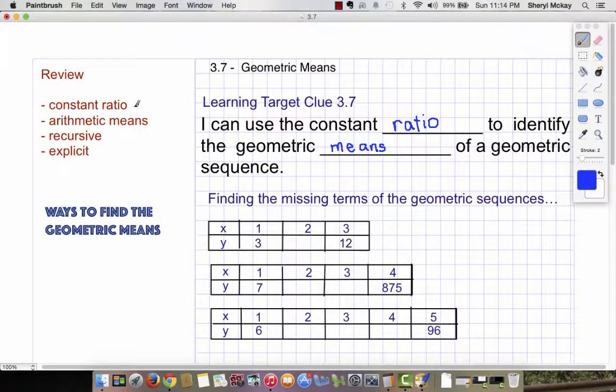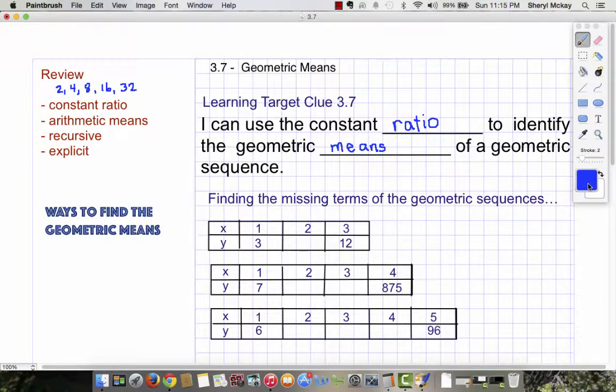Let's remember what a constant ratio is. A constant ratio is used in a geometric sequence, which is a little bit different than an arithmetic sequence. In arithmetic sequences, we add or subtract a constant difference. In geometric sequences, we multiply by a constant ratio. So here would be an example: 2, 4, 8, 16, 32. And you can see that our constant ratio is to multiply by 2.